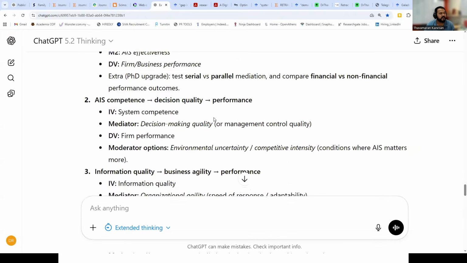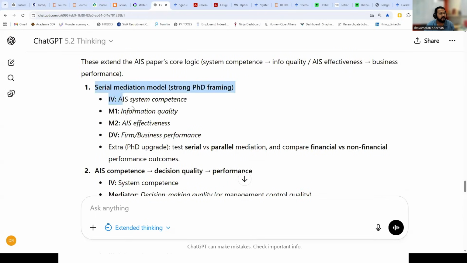Okay, so let me ask you guys. Strong PhD framing, this PhD upgraded framework. Do you think this is new? Do you guys think this is a new, novel research gap? Can you use this directly? Why not? Because you already uploaded the 3 papers, you already asked for a research gap. Why can't this be new?